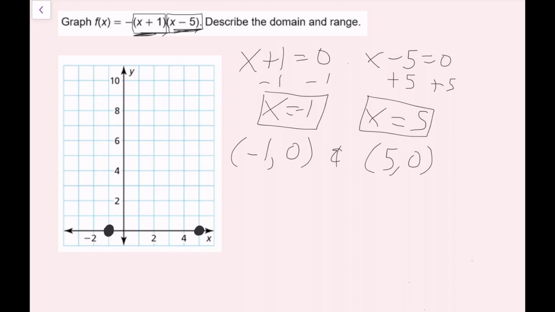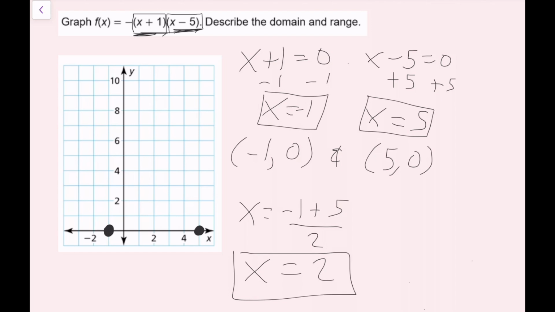Now, if I didn't graph them yet, what I could have done is just taken my two x values, x equals negative 1 plus 5, and then divided them by 2. And that would help us find the midpoint there. So this is x equals, well, negative 1 plus 5 is 4. 4 divided by 2 is 2. So that is our x value. Okay, but in order to find the point for the vertex, we need the x and the y component. So what I'm going to have to do is plug this x back into our original function up here.